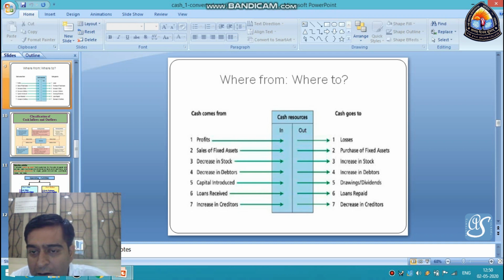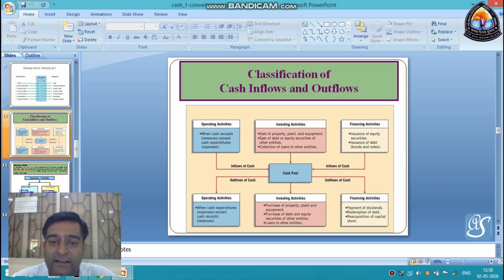Well, cash goes to: losses, purchase of fixed assets, increase in stock, increase in debtors, drawings, dividends, loans repaid, decrease in creditors. So these are the things in which we can utilize our cash.